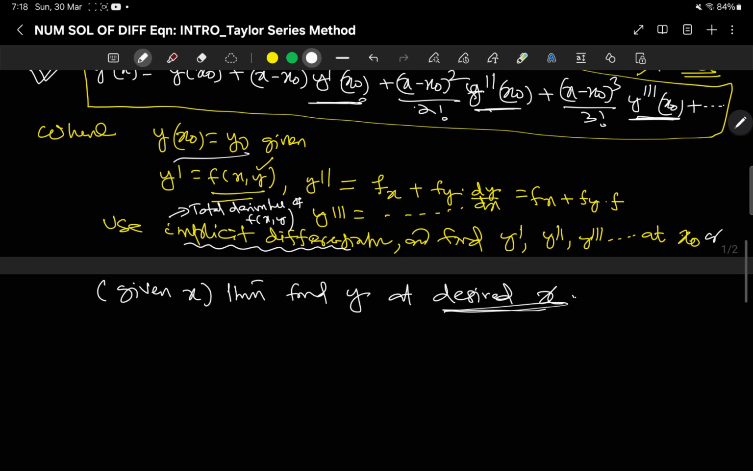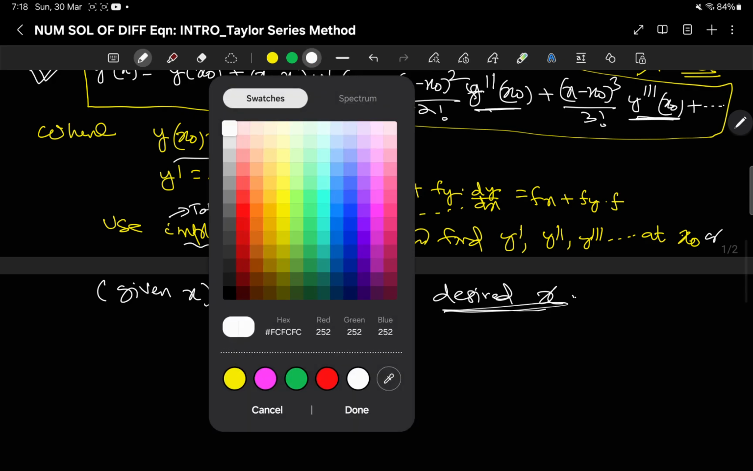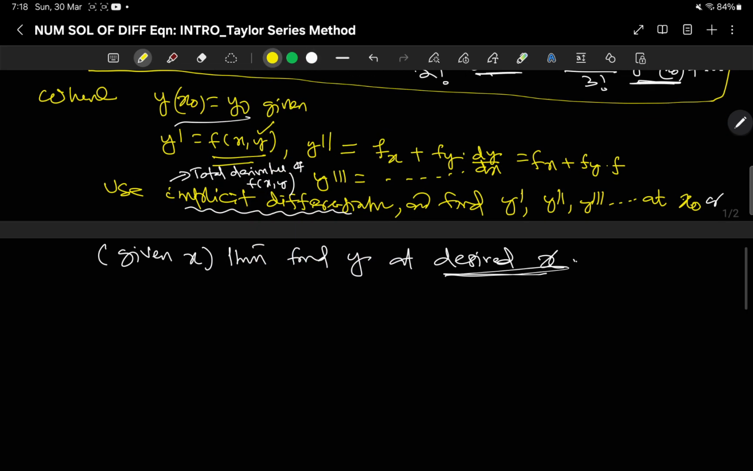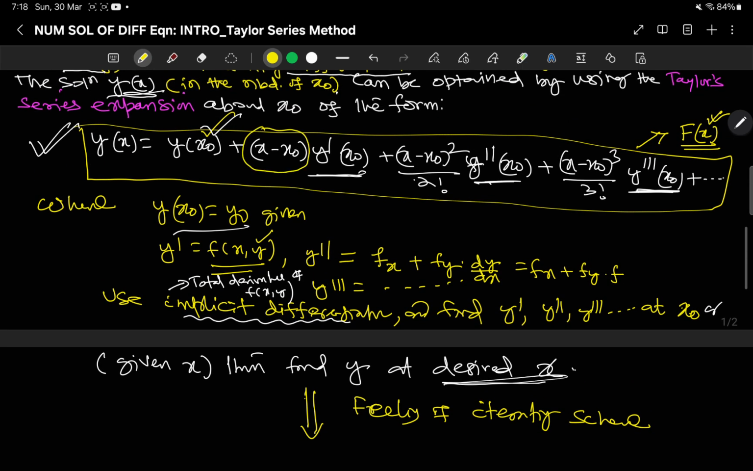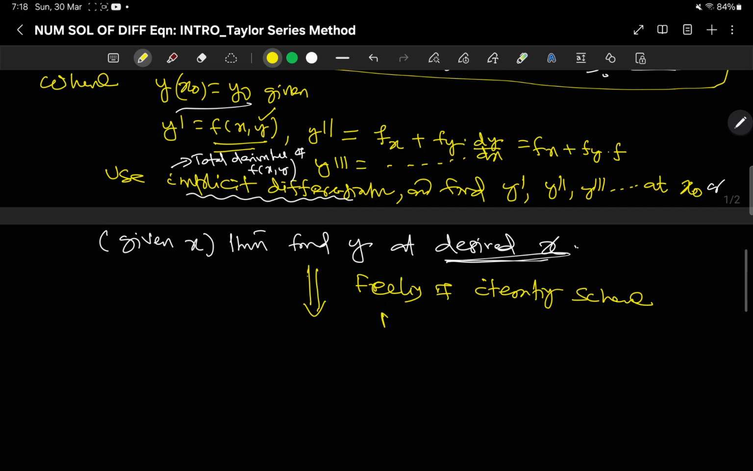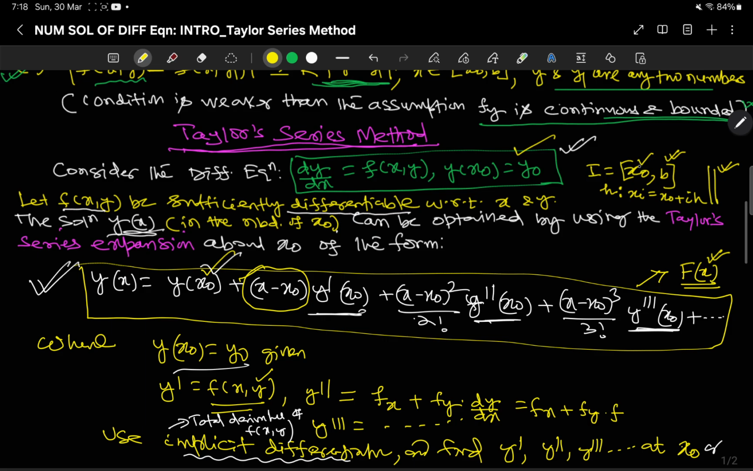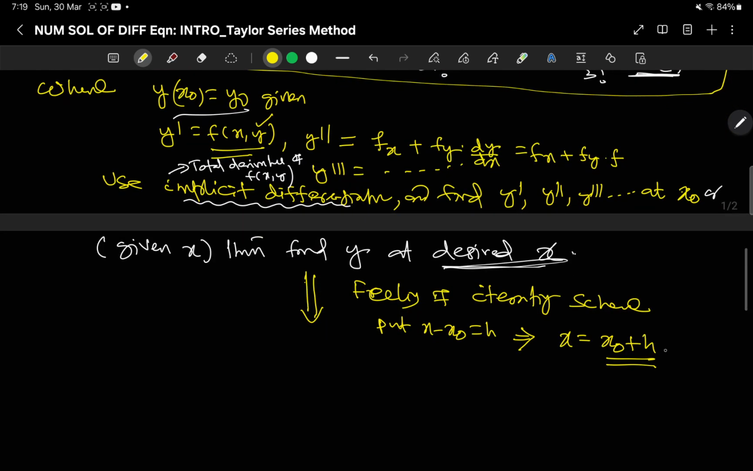Now to have a feeling of numerical solutions, to have a feeling of the iterating scheme, let you put x minus x0 is equal to h. So that means your x is equal to x0 plus h. x0 plus h means x0 with a small increment h, and it is my x1.